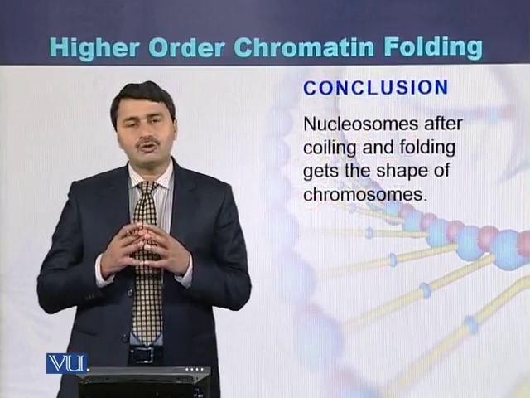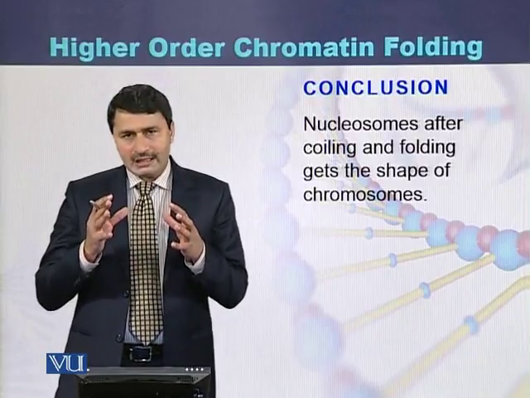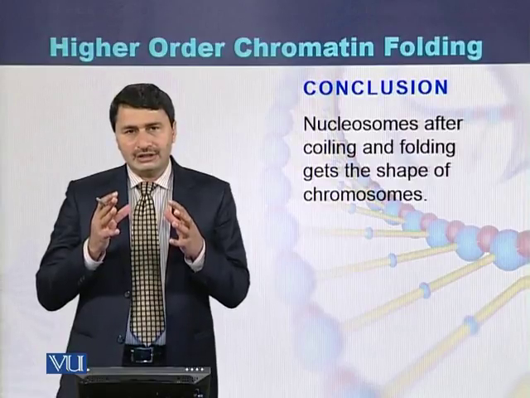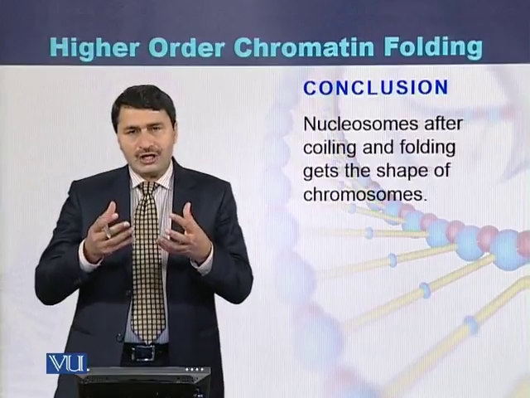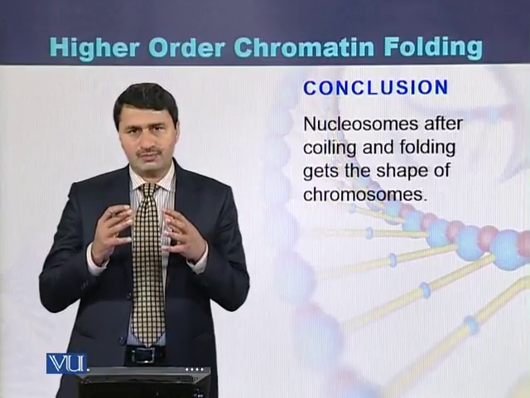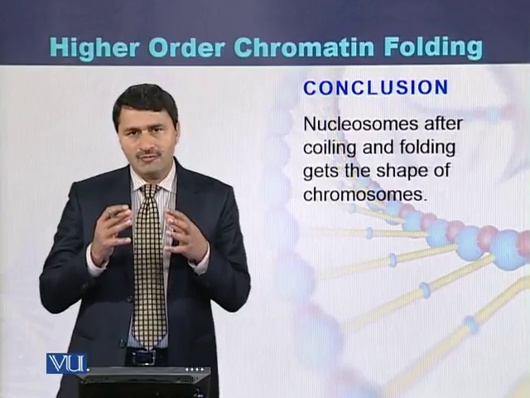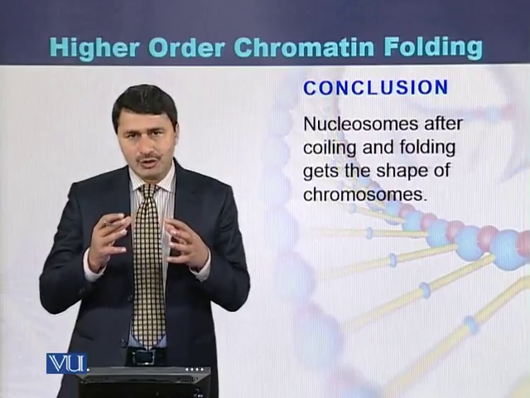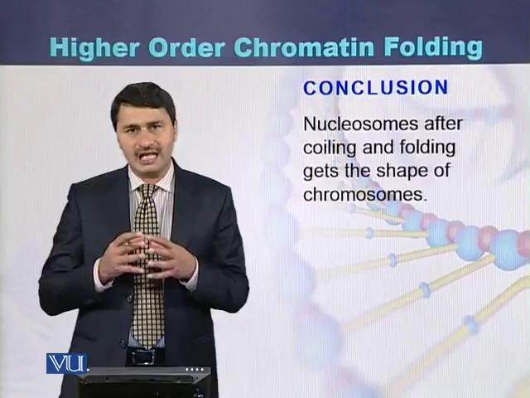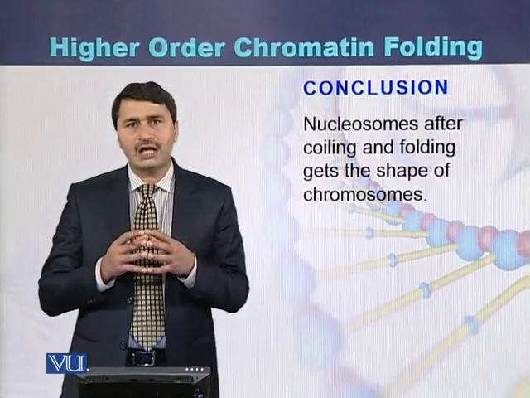So we can conclude that nucleosomes, by coiling and by folding, are ultimately converted into specialized structures. Those specialized structures are called chromosomes, which are present in the nuclei of the eukaryotic cells or in the nucleoid region of the prokaryotic cells.